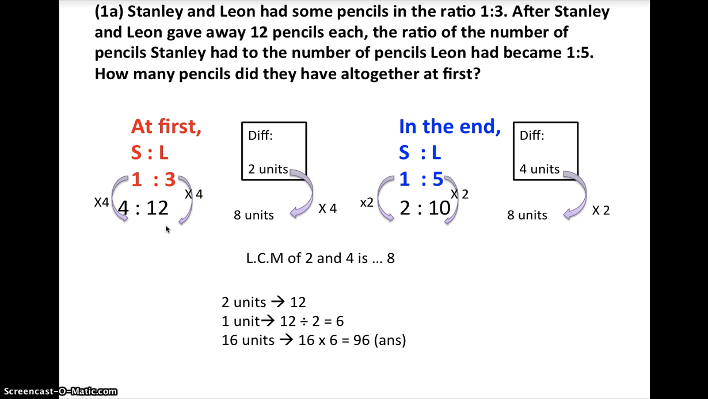So if you still can't get the idea of constant difference, just replay the video one more time. If you can get it, try question 1B on your own.